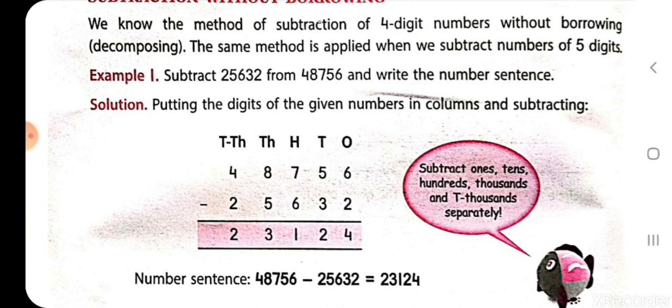For doing subtraction, first of all you have to write both the numbers in column form. One important thing for subtraction: the bigger number is always on the top, above. You can't subtract a bigger number from a smaller number.